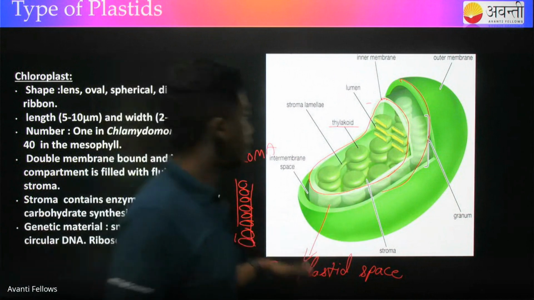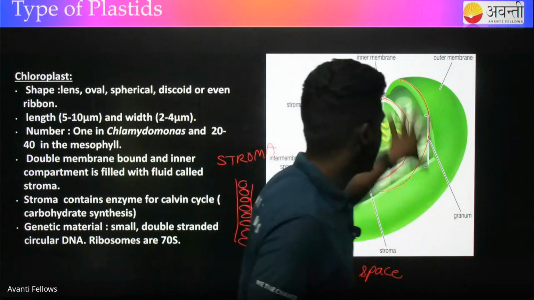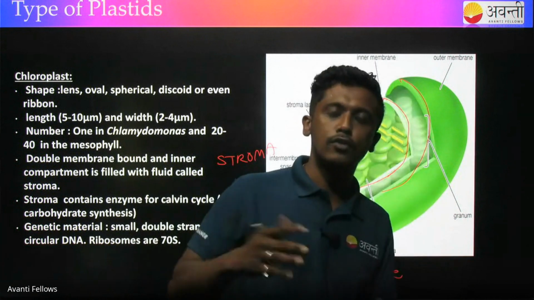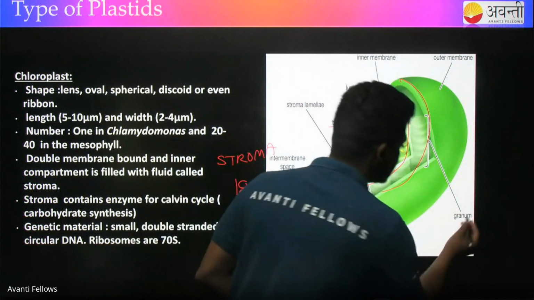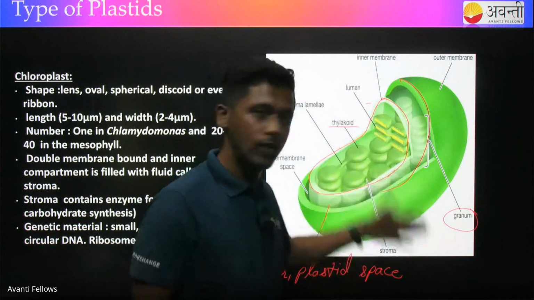Now these thylakoids are arranged in a large stack-like structure, where around 15 to 20 thylakoids are stacked, and these are called granum. The pillar-like structures are called granum.